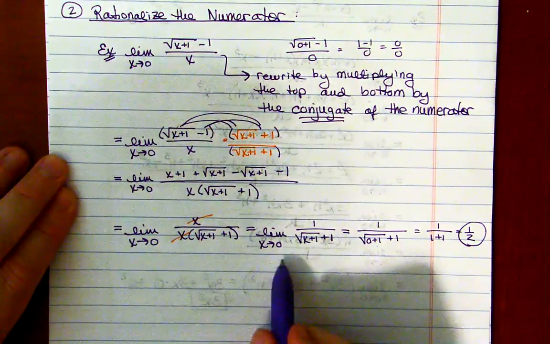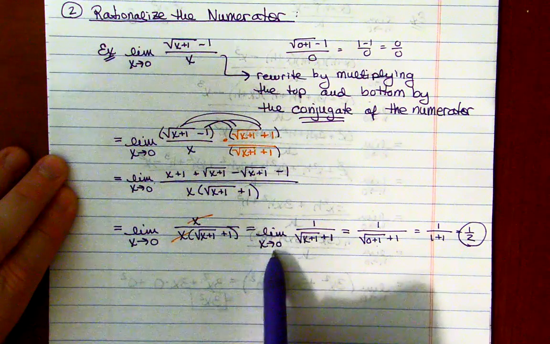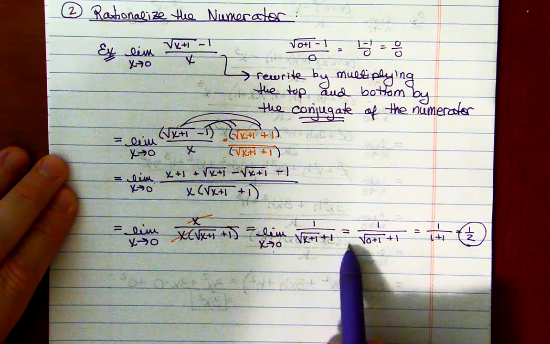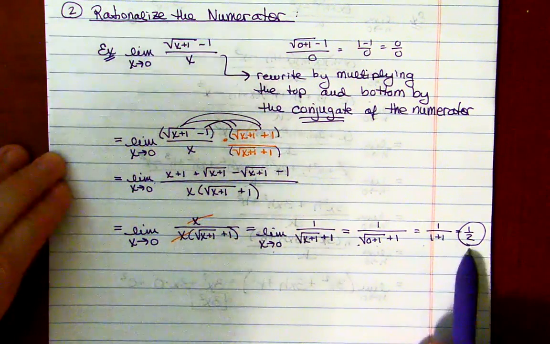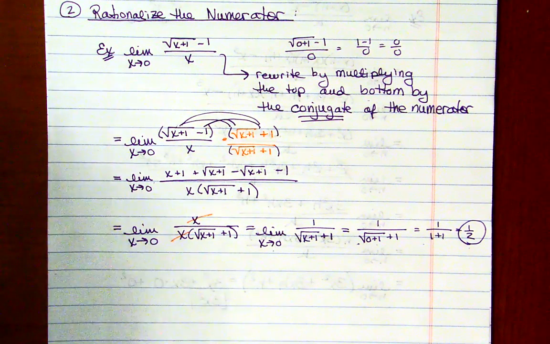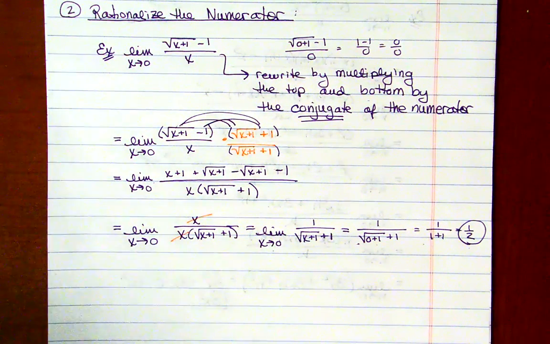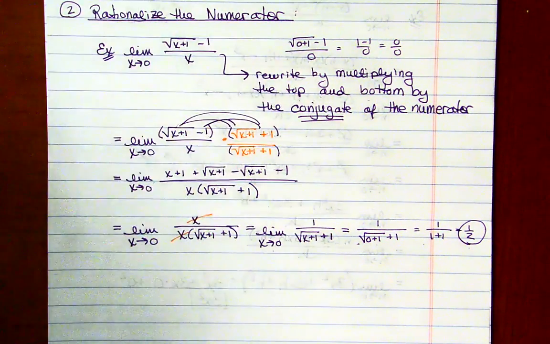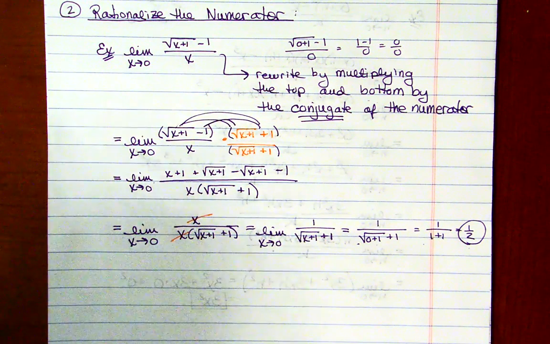And again, remember in terms of the notation, limit, limit, limit, limit. But once I start plugging in that 0 where the x is, no limit symbol, no limit symbol. Answer is 1/2. There really aren't too many variations to this rationalize the numerator idea. They all kind of work the same way.